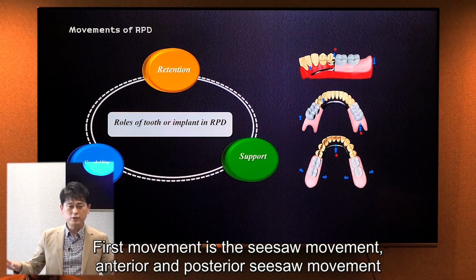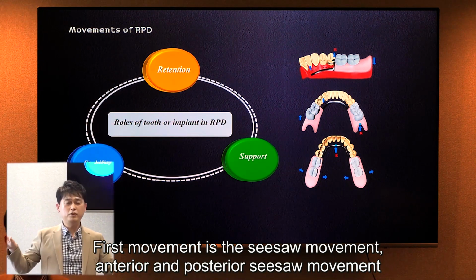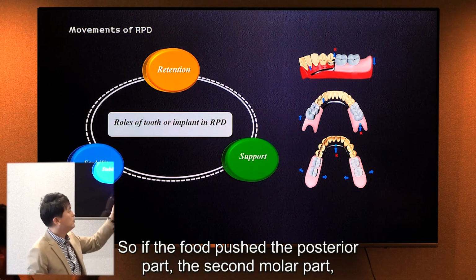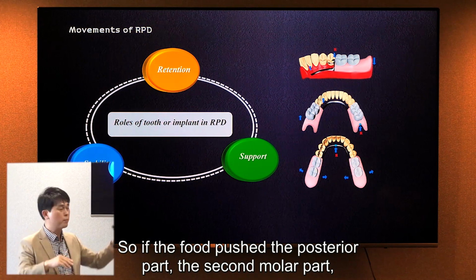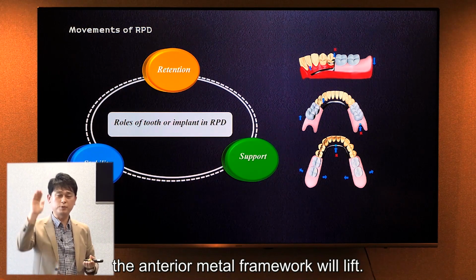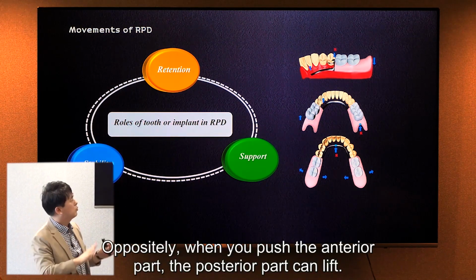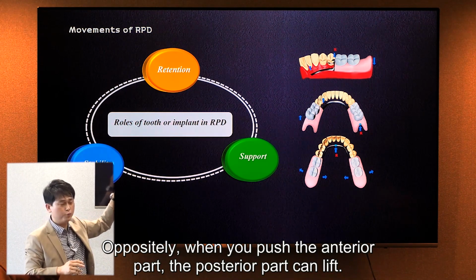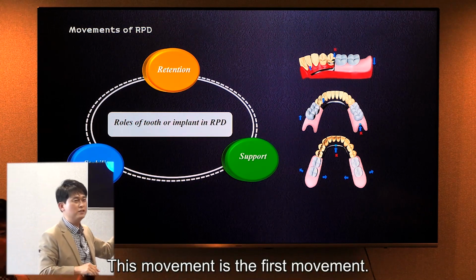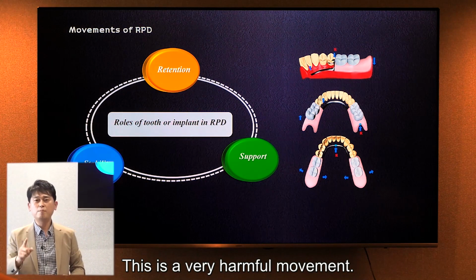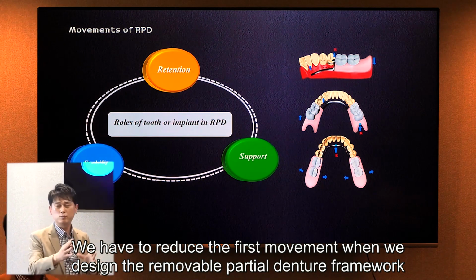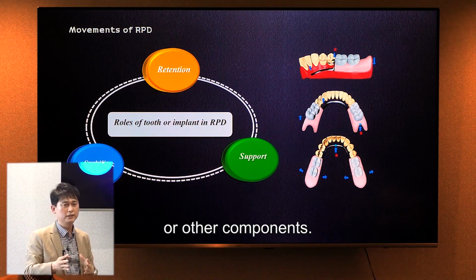The first movement is the seesaw movement, the anterior and posterior seesaw movement. If the food pushes the posterior part, the second molar part, the anterior metal framework will be lifted. Oppositely, when you push the anterior part, the posterior part can be lifted. This is the first movement, and it is a very harmful movement. We have to reduce the first movement when we design the removable partial denture metal framework and other components.